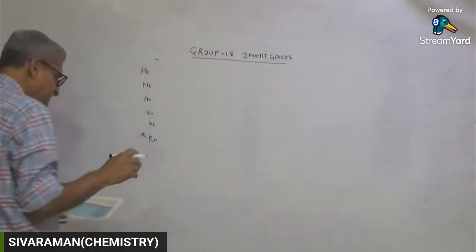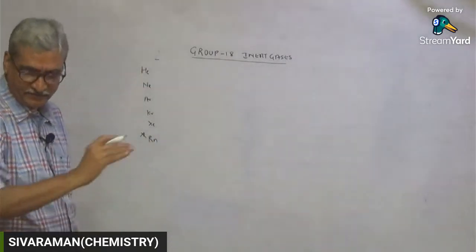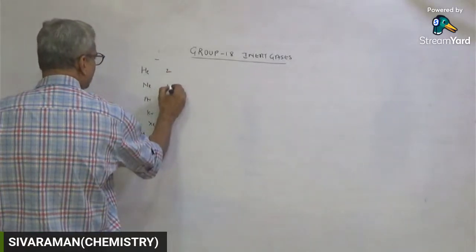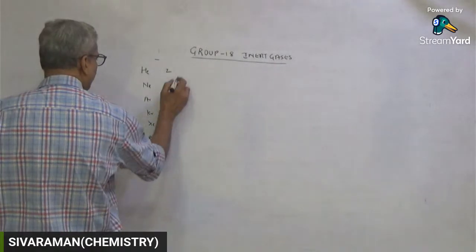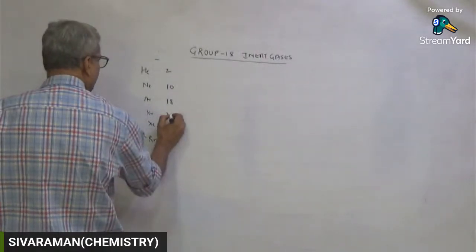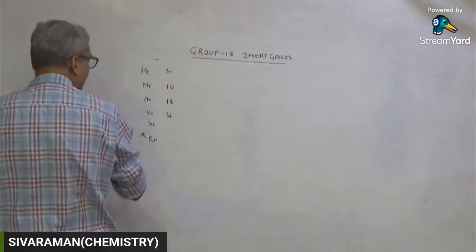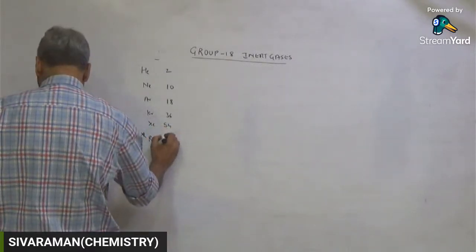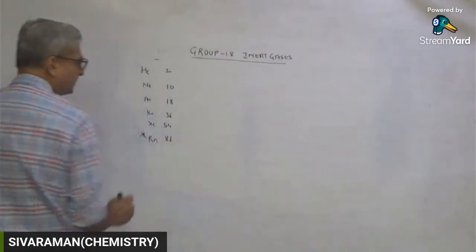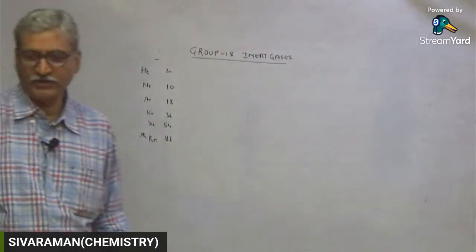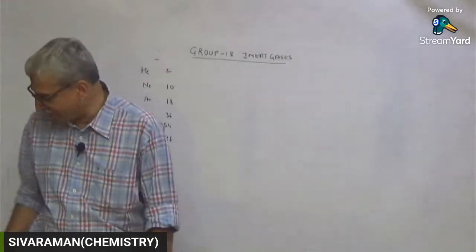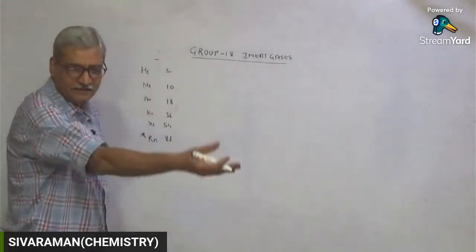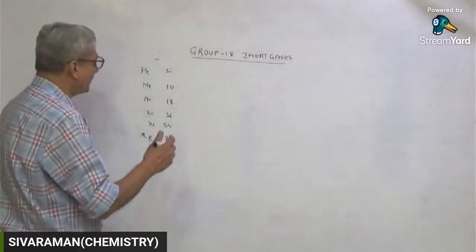So what do we have? See, 9, 17, 35, 53, 85. Next we go and add 1 to that. So helium is 2. So 9 will become 10, 17 will become 18, 35 becomes 36, 53 becomes 54, and this will become 86. I told you, I remember only one group, that is group 17: 9, 17, 35, 53, 85. So it becomes easy. Group 18, add 1 more, the problem is solved.